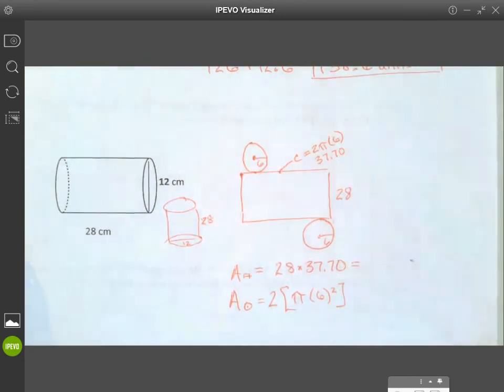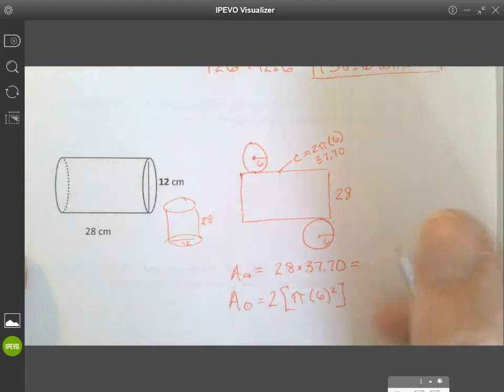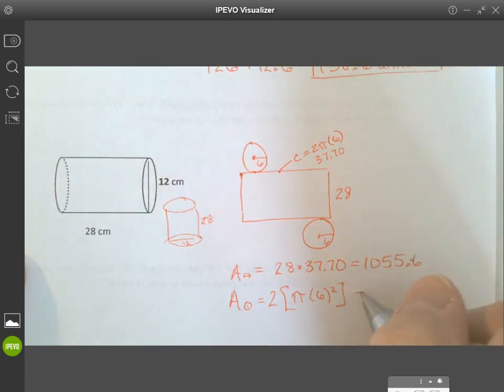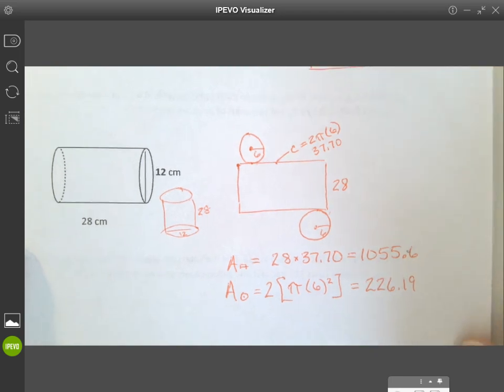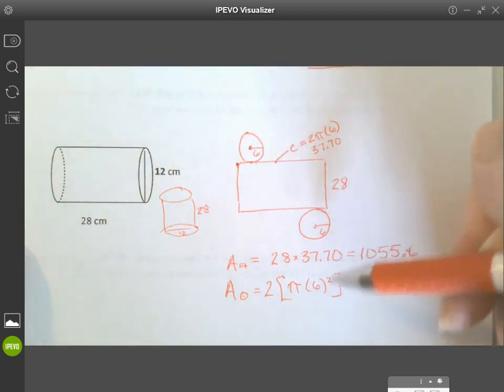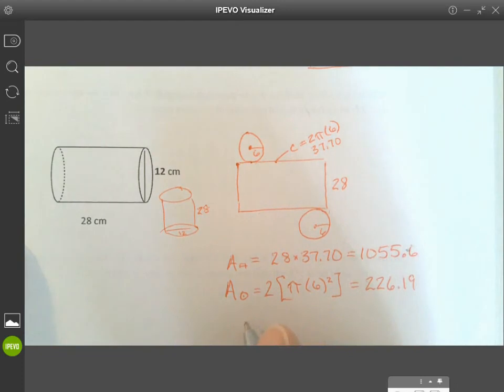All right, let's throw that in our calculators. The area of the rectangle is pretty big. I have it as 1,055.6. And the area of 2 circles I have is 226.19. So now I just need to add those together. So I really have all 3 shapes. 1, 2 for the circles, and 3 is the rectangle.